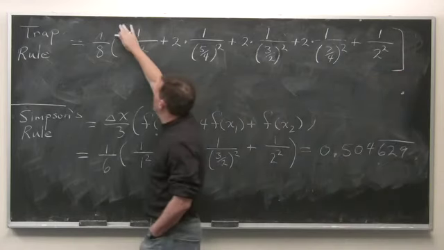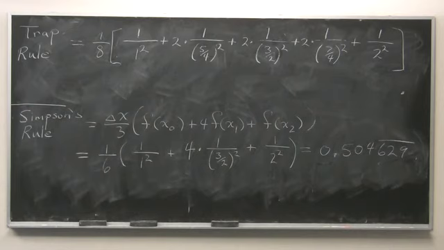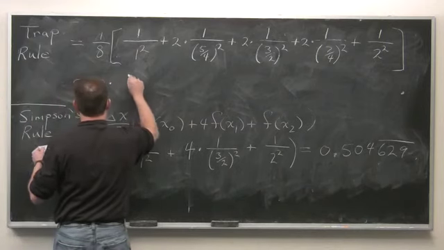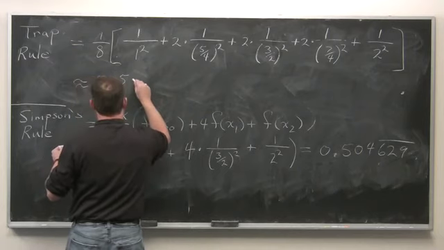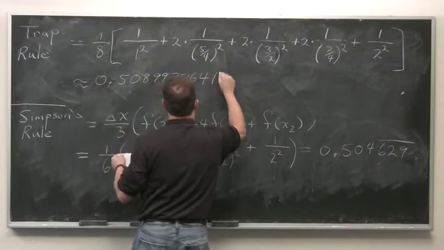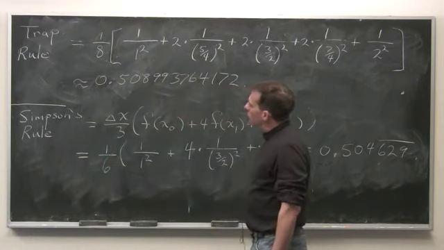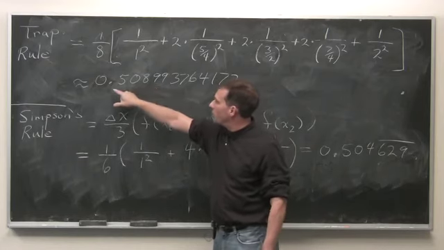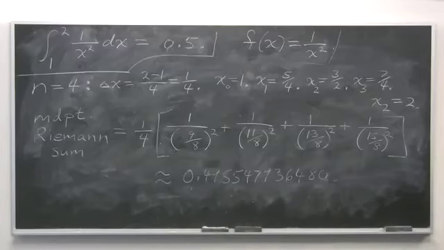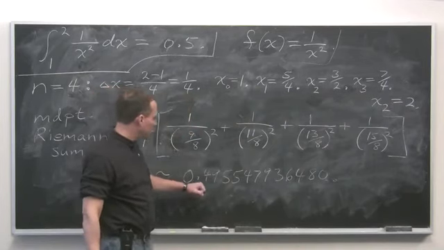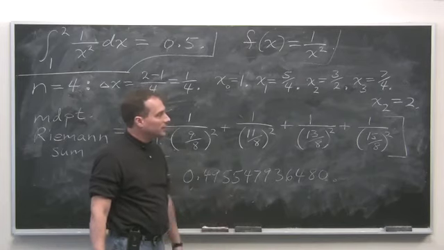And what we get is that this to 12 decimal places is 0.508993764172. What's the point? The trapezoidal rule is off by about 0.0089, so about 0.009. That's, again, about twice the error that we have in the midpoint Riemann sums, where we're off by about 0.0045.